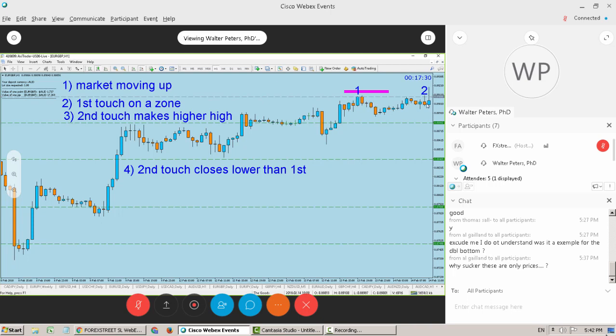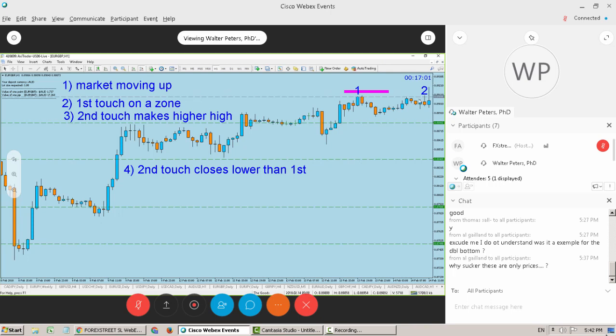I like to put my zone right on the close, so I know if it's a ghost peak or not. So now the question becomes, when the market spikes through it, does it close above the close over here? And the answer is no. Even though the high is higher, it actually closes lower. And that, my friends, is the critical defining feature of the ghost peak.